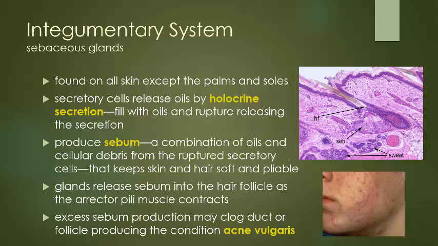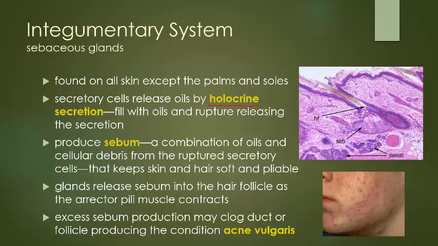So the next of the accessory structures of the skin to look at are the sebaceous glands. Sebaceous glands produce the oily secretions that help to lubricate and keep skin flexible. Sebaceous glands are found in all skin except for the thick skin of the palms and the soles, and they release their oils by, if you remember back to chapter 5, the process of holocrine secretion.